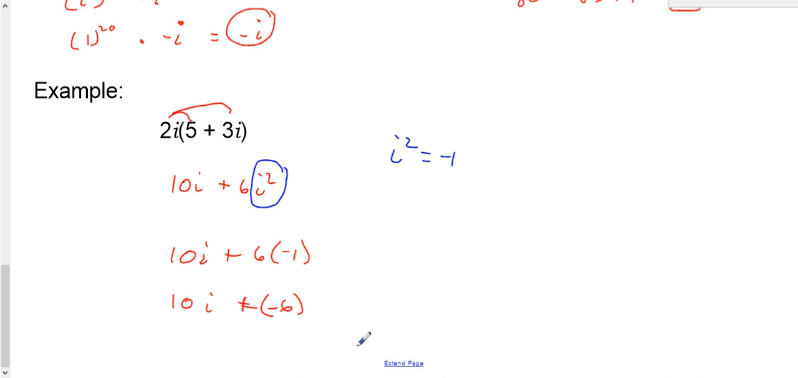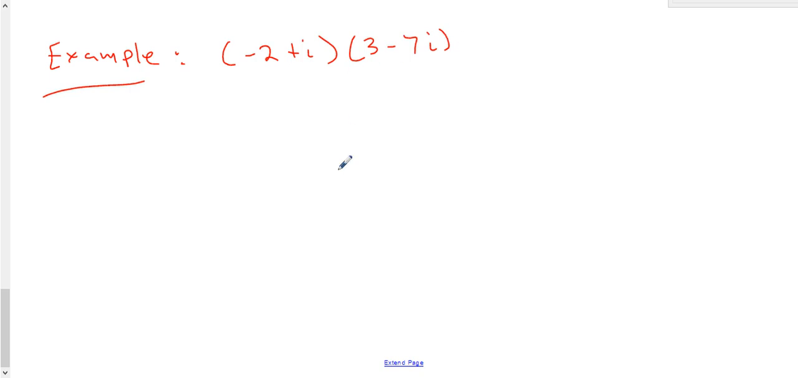And if I'm adding a negative number, that's the same thing as subtracting. So 10i minus 6. But then I want to write the real number part first. And since 10i is a positive value, I'm going to put my -6 out front, and I'm going to be adding the 10i. And that would be the correct way to write my answer, is -6 plus 10i.